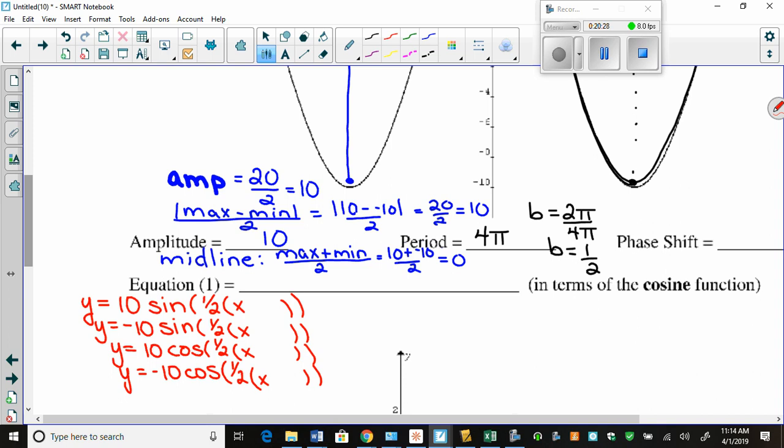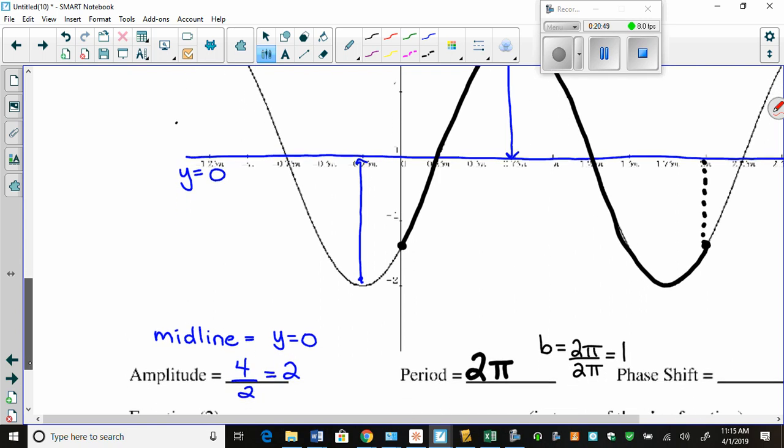So the midline is 0, so I'd have a plus 0 at the back. Do I need to have plus 0 at the back? Like if they don't have a plus 0, are they going to be wrong? No, adding a 0 doesn't matter. But that is what the midline is. The midline is 0. Okay? Next graph.